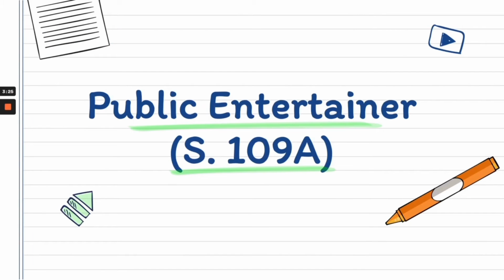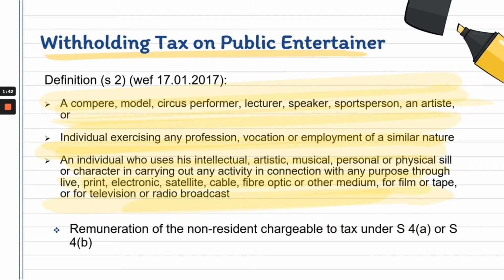Moving on, public entertainers will also be chargeable under Section 109A. A public entertainer is defined as a compere, model, circus performer, lecturer, speaker, sportsperson, an artist, or an individual exercising any profession, vocation, or employment of a similar nature, or an individual who uses his intellectual, artistic, musical, and other skills in carrying out any activity in connection with any purpose through live, print, electronic, and others that are mentioned in this paragraph. Remuneration of the non-resident is chargeable to tax under Section 4A or Section 4B.